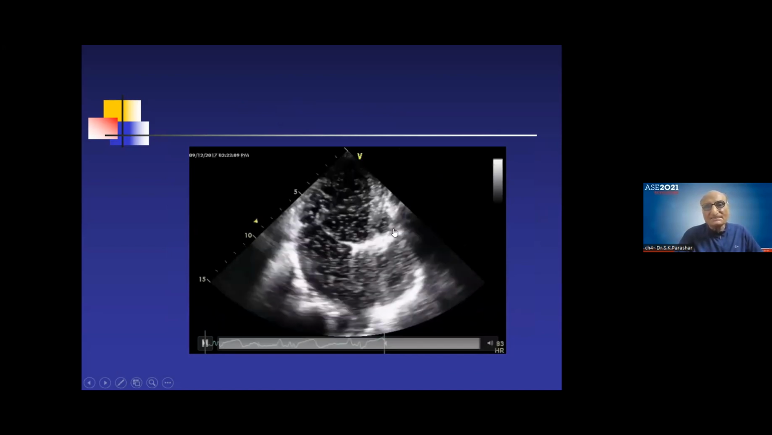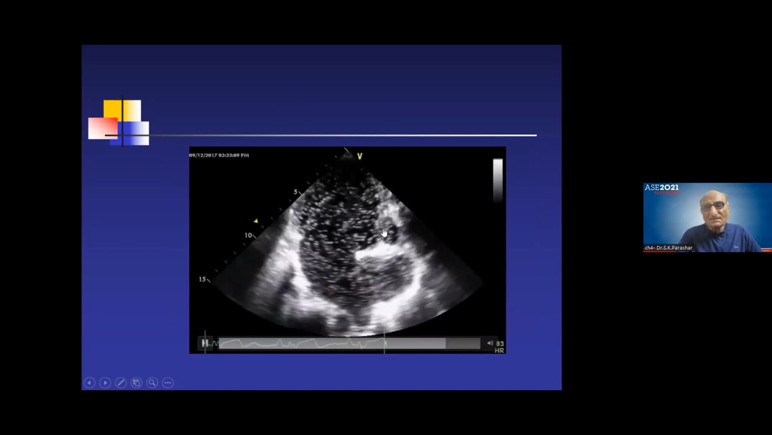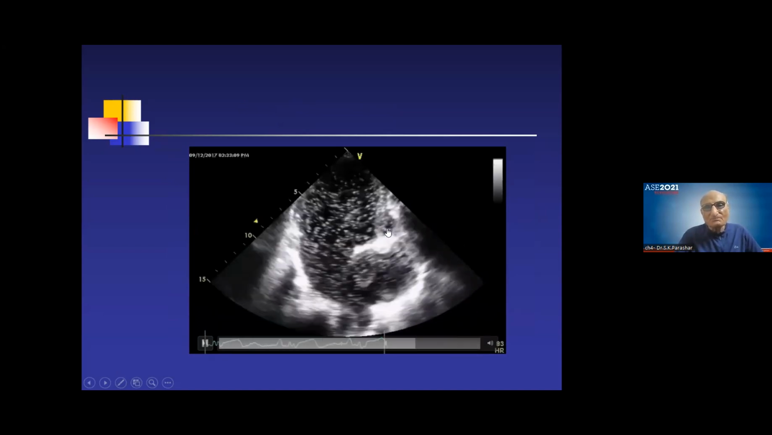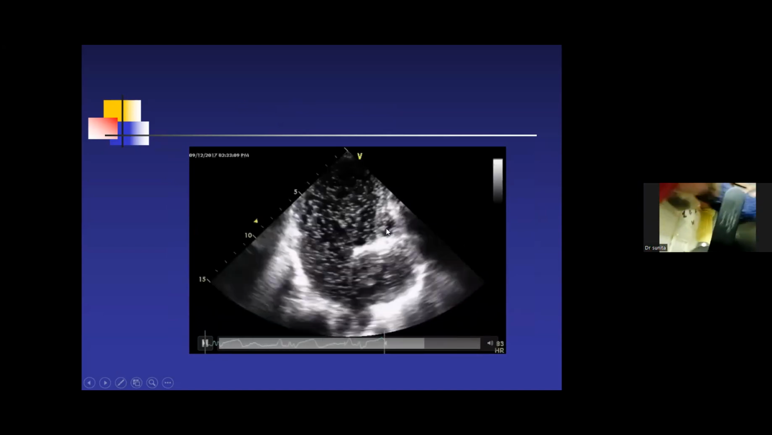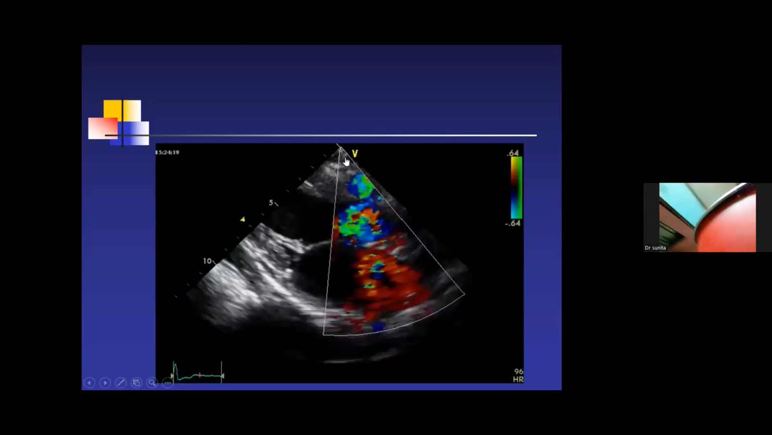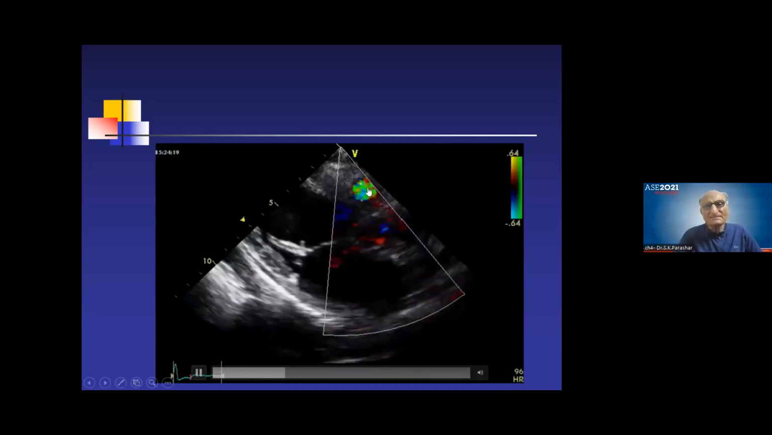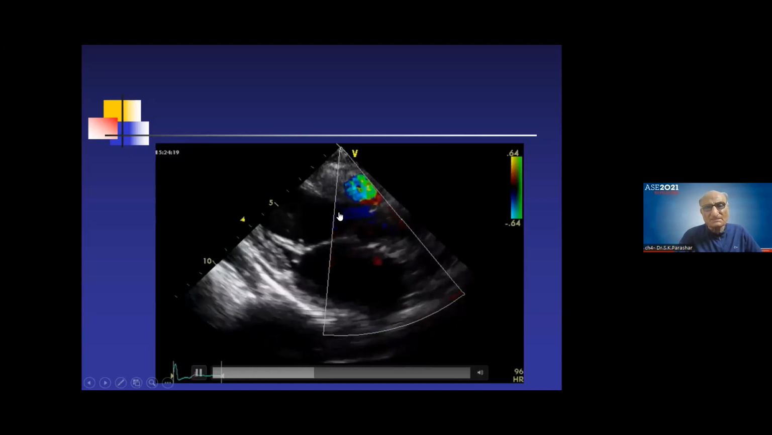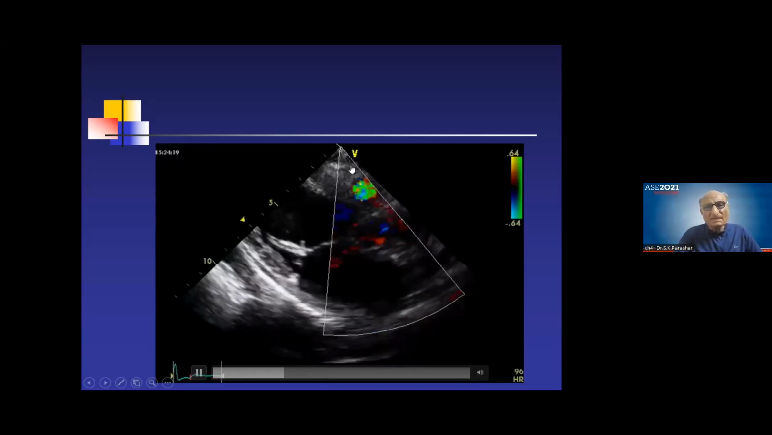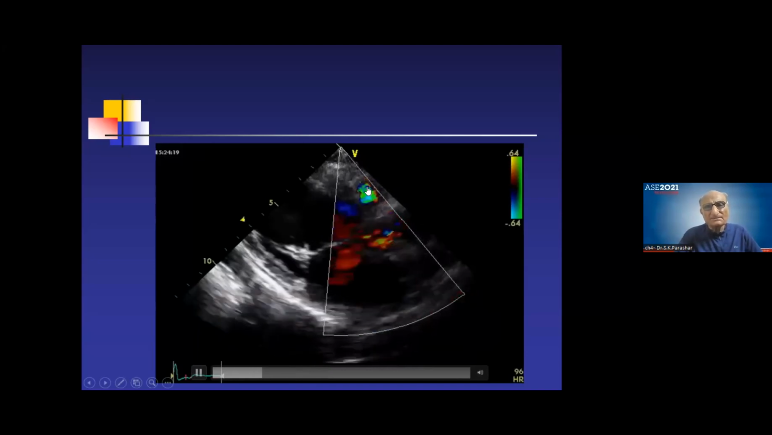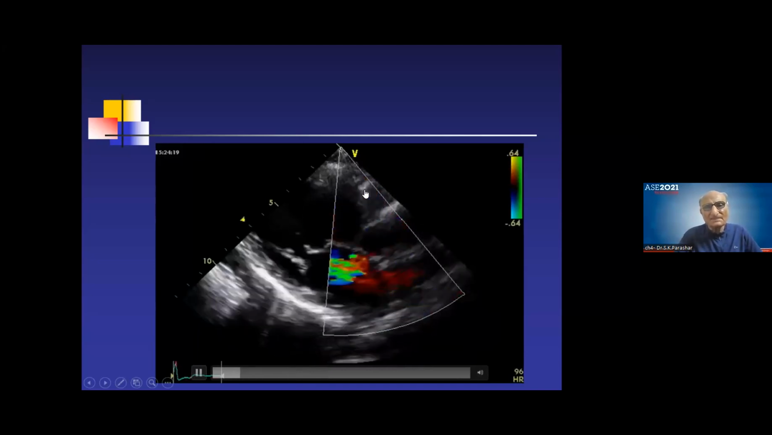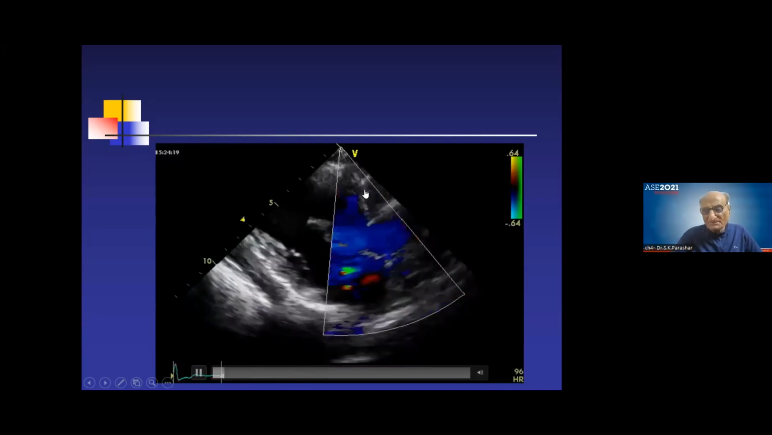RA is enlarged. RV is also opacified. And then for other associated features, there may be a VSD. You see in the parasternal long axis view the aorta, RV, LV, interventricular septum, and you see a turbulence into the RV from the LV, indicative of a VSD.